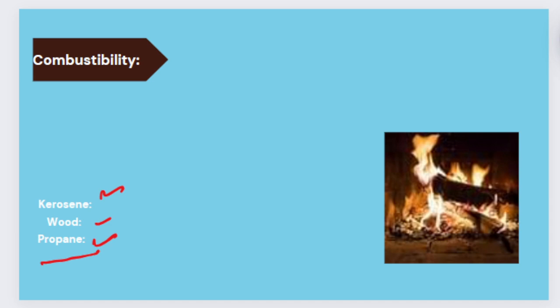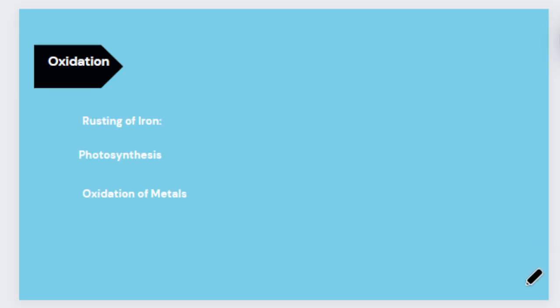Okay. Next one is oxidation. The loss of electrons during a reaction by a molecule, atom, or ion is the proper definition of oxidation. If I take an example, first one is rusting of iron, and rusting of iron is a chemical change that occurs when iron reacts with O2 and water in the air or environment. This is called rusting of iron.